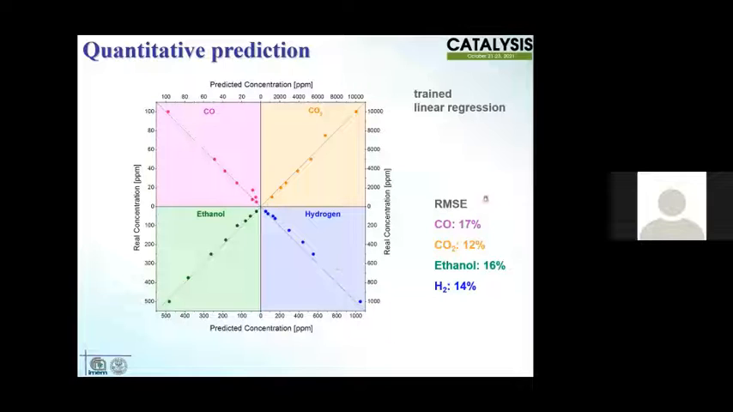Indeed, they have a root mean square error that is very low, around, let's say, 15% for all the gases together. This means that using the same sensor but at different working temperature, from a sensor that was not able even to tell us which gas it is, now we have a system that is able to tell us for sure which gas it is and also give us its concentration with a small error.